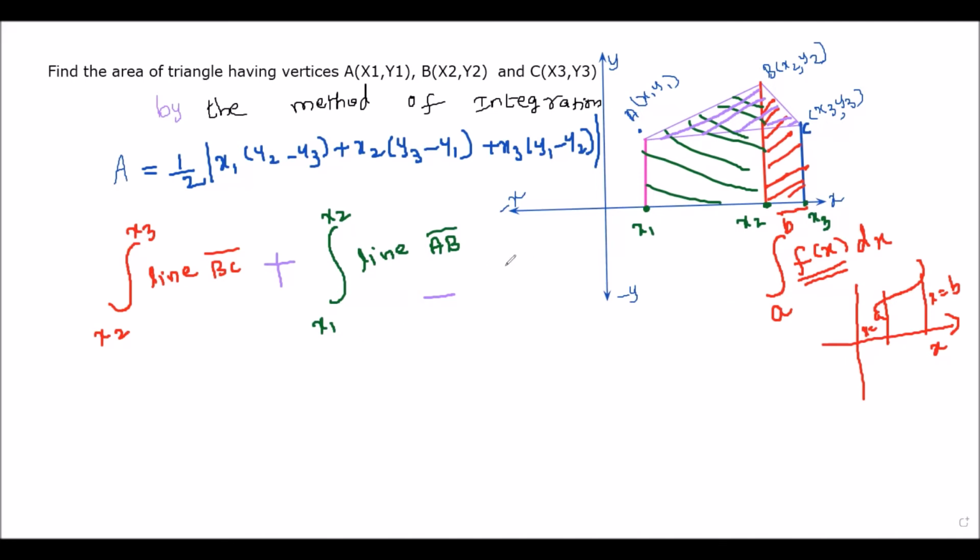It is nothing but integration between x1 to x3. So between x1 to x3, the line is AC. So the last area, the area which I am going to subtract, is nothing but the area formed by the curve. The curve here is the line AC with the positive direction of the x-axis between the two lines x1 and x3. This is the line x3 and this is the line x1.